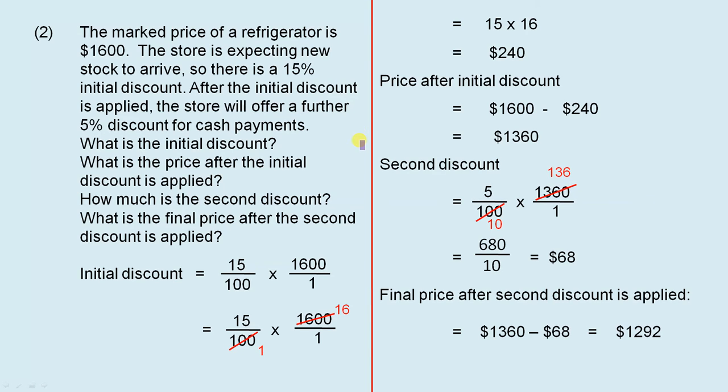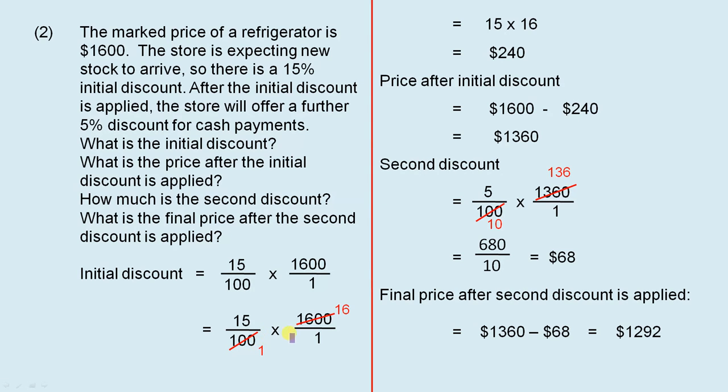What is the initial discount? What is the price after the initial discount is applied? How much is the second discount? And what is the final price after the second discount is applied? So the initial discount will be 15 over 100 times 1,600 over 1.